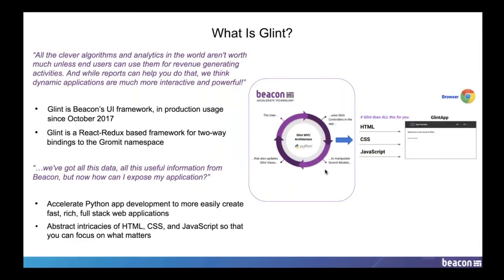So jumping back a little bit more high level, what is Glint exactly? We saw this slide a little bit earlier. I wanna just go over some of the information here. Glint is Beacon's UI framework in production usage since October 2017. For those of you familiar with React, the JavaScript library, Glint is a React Redux-based framework for bindings to Beacon's Gromit namespace, something that Iris alluded to earlier, meaning it's how your server-side models can hydrate and sync data with the front end based on views you declare from the back end.